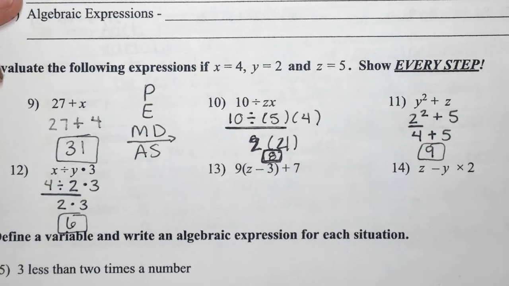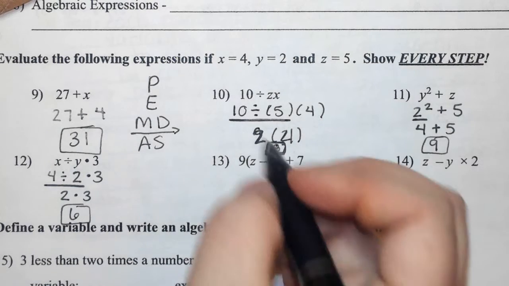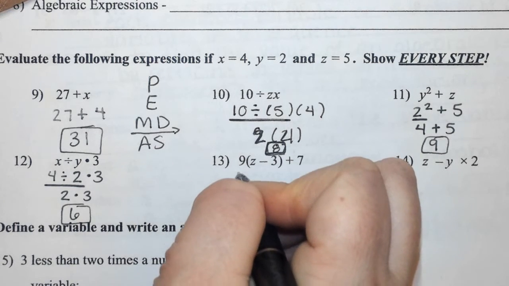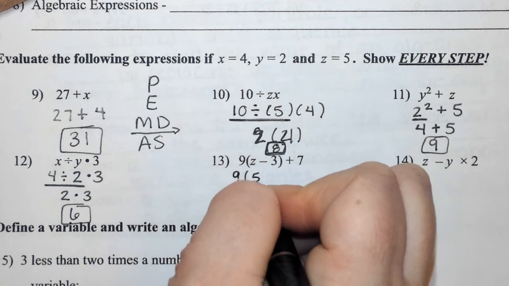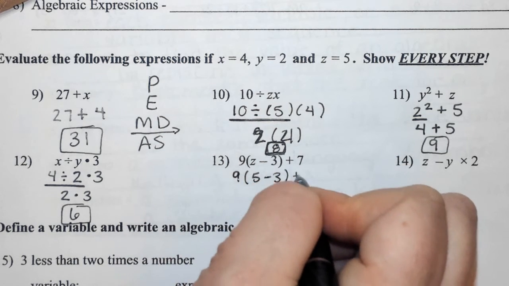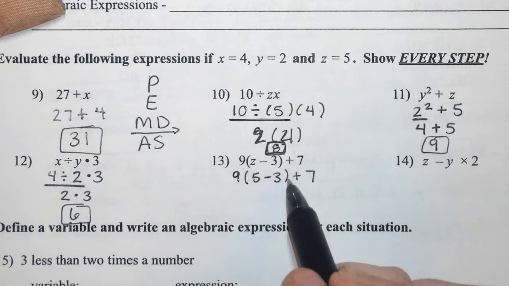All right, number 13. What's my new problem going to say on number 13? What do you think, Noah? It's going to be the Z is 5. Z is 5, so I'm still going to have 9. I'm still going to have my parentheses, but instead of Z, we're putting 5 minus 3 plus 7. Noah, what are we going to do first here? You're going to distribute.